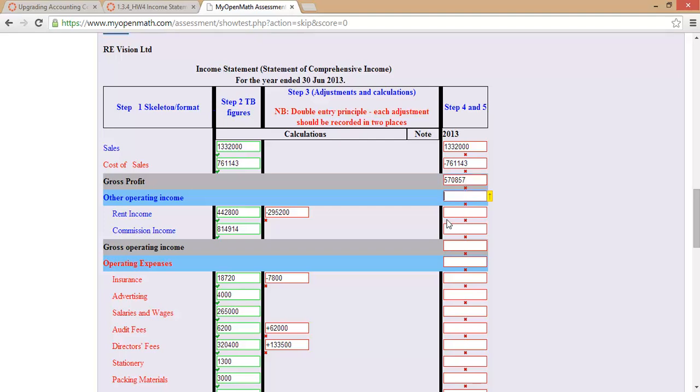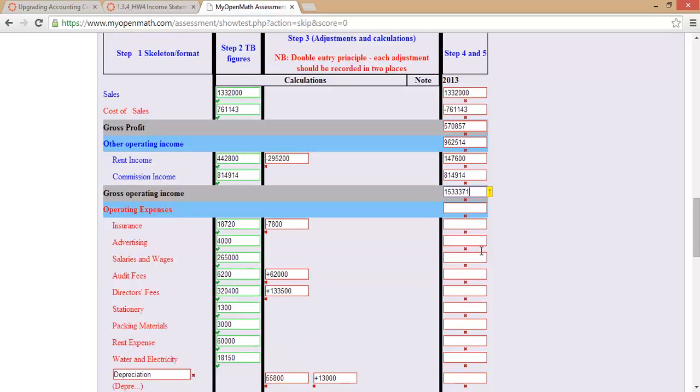Our other operating income is the total of all our other incomes. Our rent income, 442 minus the 295 is going to give 147,600, which, if you will remember, was the portion that was actually earned during the financial year. So our adjustment is correct. Commission income, 814,914, and you can then add these two together to give you your total other operating income. There we go. My gross operating income is then my gross profit plus the other operating income, and if we calculate that, 1,533,371.